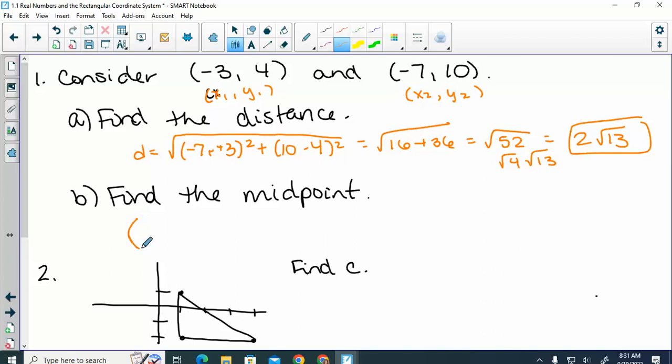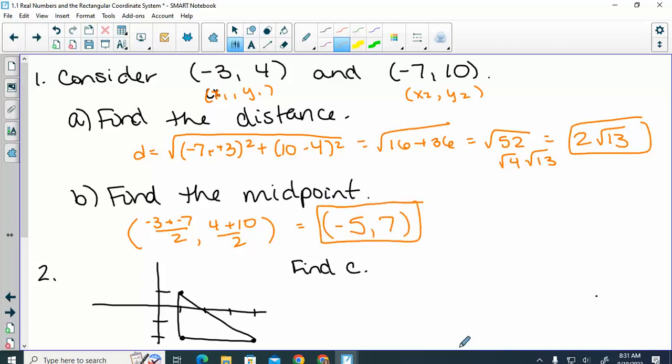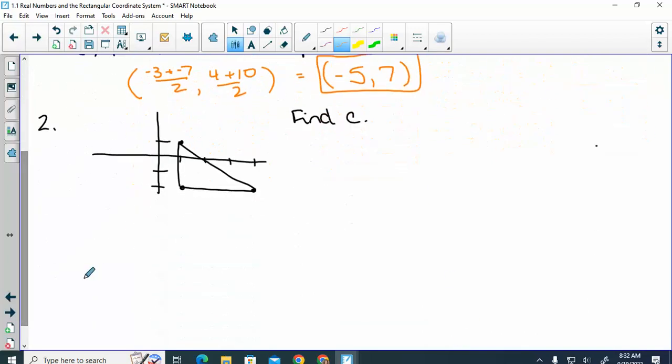Midpoint ordered pair, so x1 plus x2 divided by 2, y1 plus y2 divided by 2. So we get negative 10 over 2, or negative 5. 14 over 2 is 7. Those two okay? Last one, a little bit harder. There's actually two different ways of finding c here. What's one option?